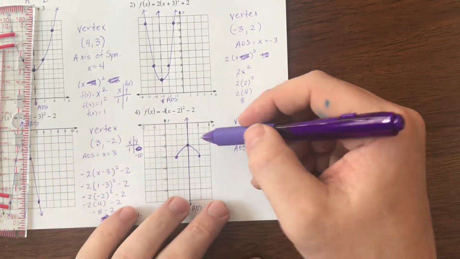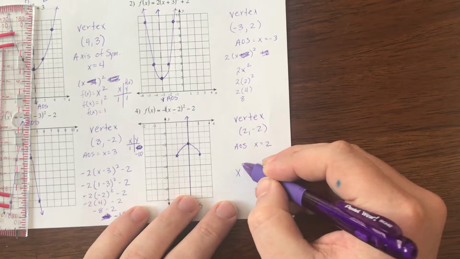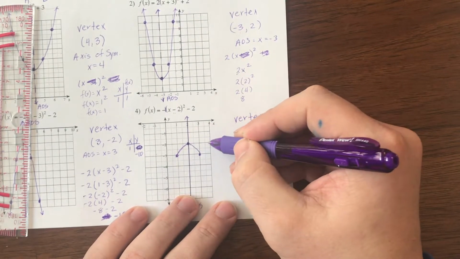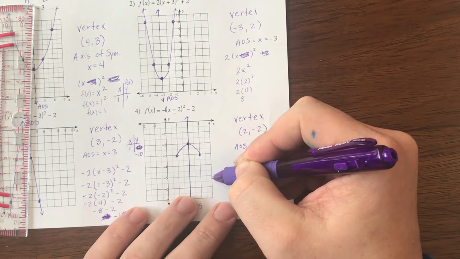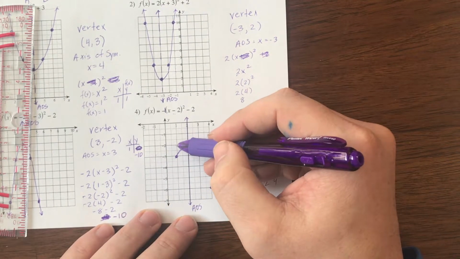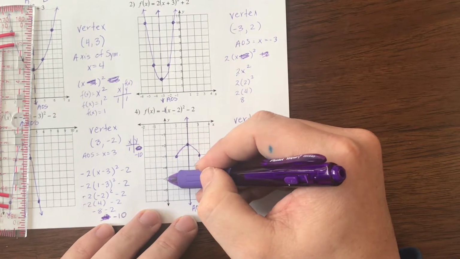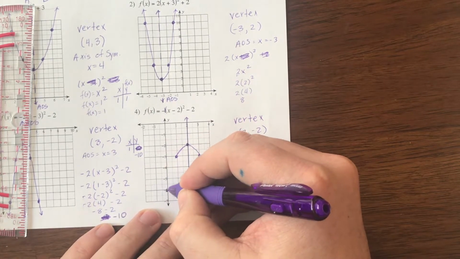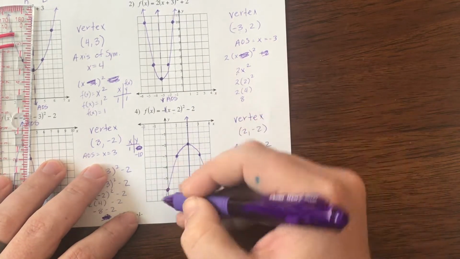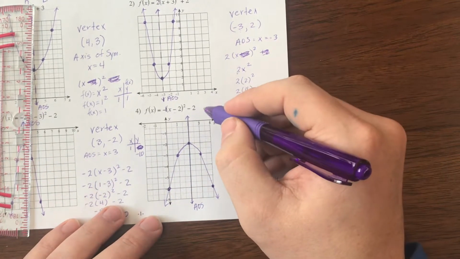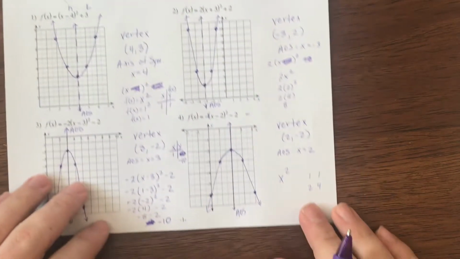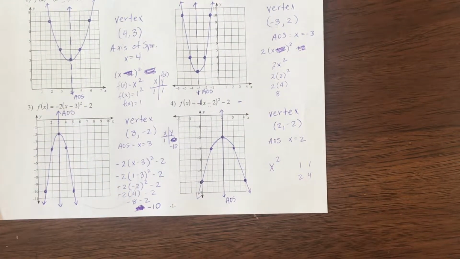You should know your points for x squared: 1, 1, 2, 4. So you can go right 2, 1, 2, and then down 4, 1, 2, 3, and 4. And then likewise over here, left 2, 1, 2, and down 1, 2, 3, and 4. Okay? So this is very similar to what we've been doing, but it's in this more particular form, what we call vertex form.